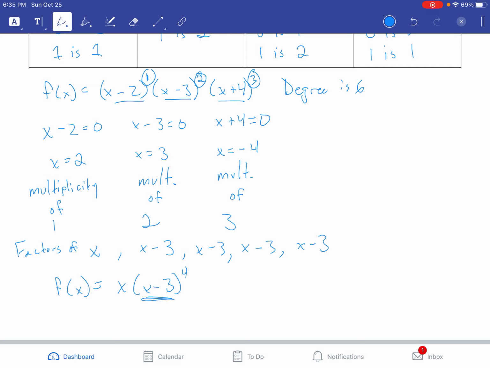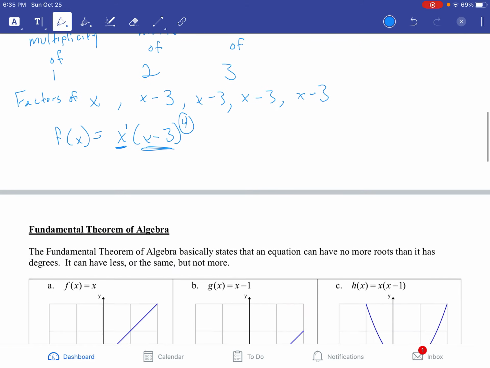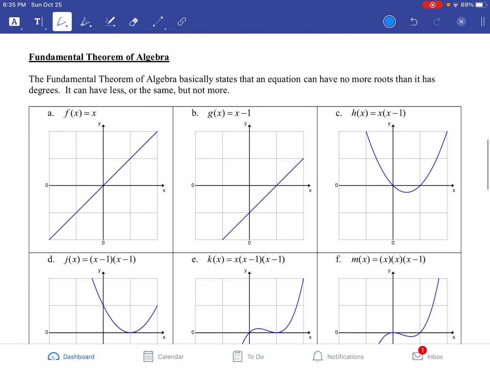So again, the factor here of x minus 3 has a multiplicity of 4 because it's the highest degree. And then this has a multiplicity of 1 because it's the highest degree of those factors. Okay? We'll have some practice problems that you can see how these ideas work. But for now, we're also going to show you one other topic. This is a kind of short topic as well.